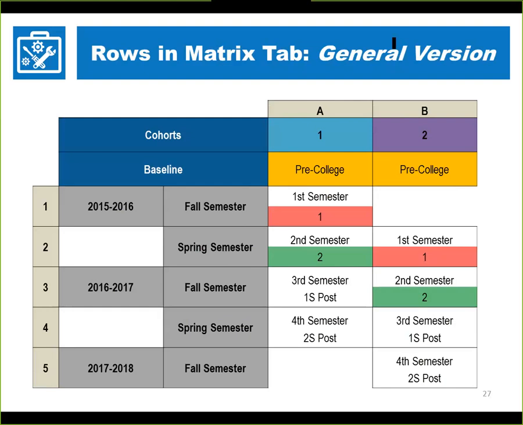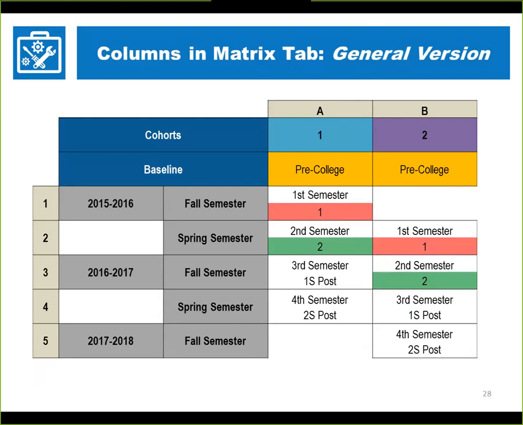In the general version of the matrix, the columns correspond to each grade level within a cohort. In this example, there are 2 cohorts, each with students from 1 grade level, first semester freshmen. Therefore, there are a total of 2 lettered columns. Column A shows the progression of incoming freshmen in cohort 1 from their first semester in college through their 4th. And column B shows the progression of incoming freshmen in cohort 2. The cells in the columns include information about two aspects of time.